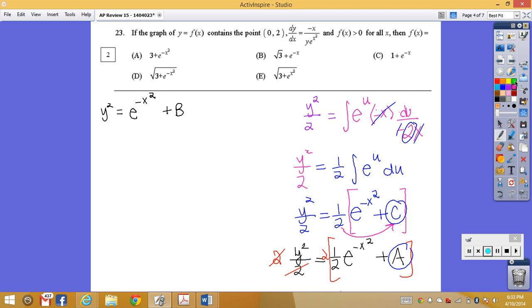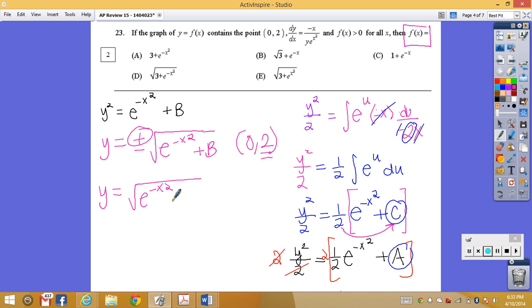Alright, so they want to know, this means that y has to be solved for, meaning y is equal to plus or minus the square root of e to the negative x squared plus my constant. And the point that I'm going to be using is 0, comma 2. First of all, that tells me that the y value is positive, so I have to use this guy.